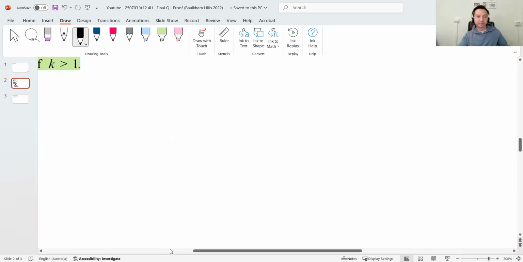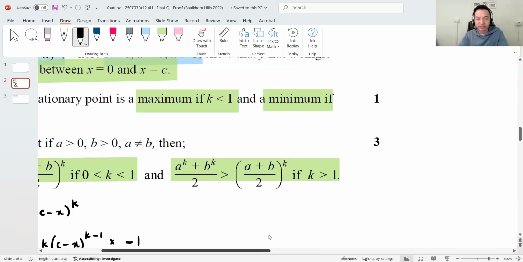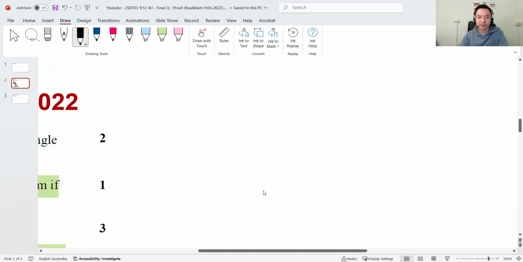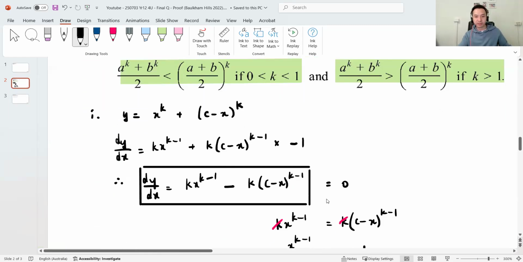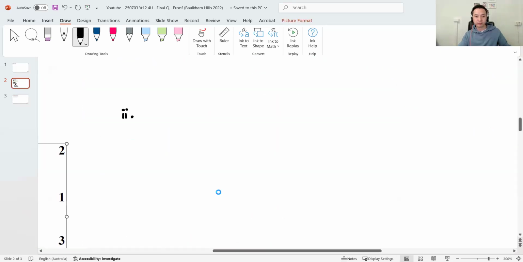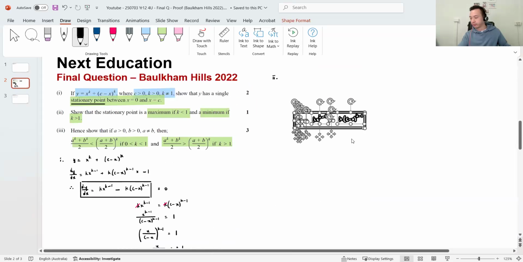Now, step 2, part 2: show that the stationary point is a maximum if that, and a minimum if that. So I need the second derivative, right? Max-min, second derivative. I guess you can use the table method, but I think for this one, algebraically makes sense. It feels like an algebra question. So I'll copy my first derivative. Where's that box? There it is. That's my first derivative. Place it over here.